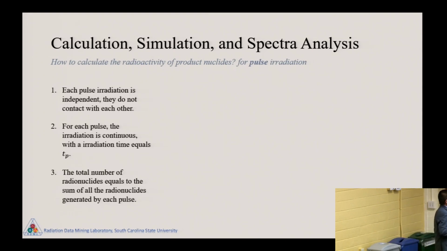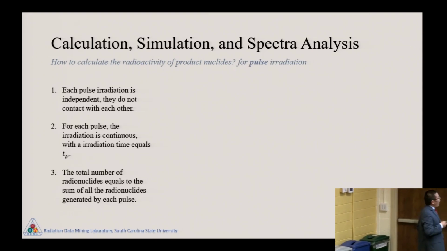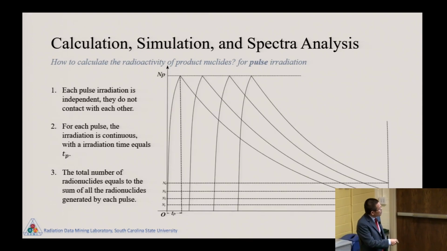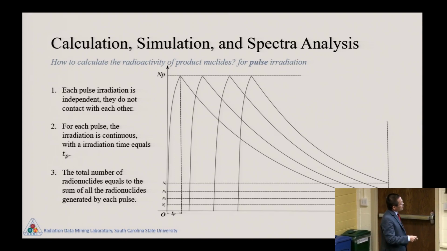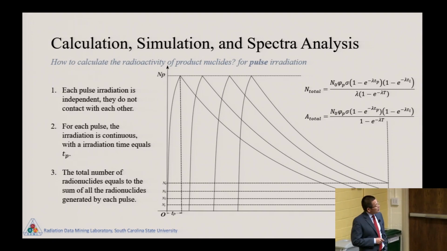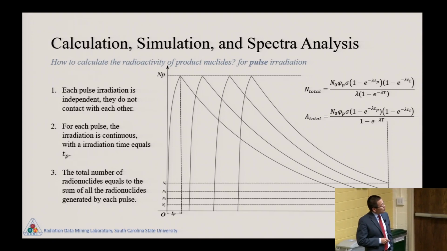The total number of radionuclei equals the sum of all the radionuclei generated by each pulse. So we calculate the nuclei each pulse generates and add them together. Each pulse will generate nuclei at the end of irradiation. The first pulse, you only have this. Second pulse, that. Third pulse, you add them together. That's the new equation we derived. And in this new equation, there are the pulse period, pulse width, and all this kind of stuff.